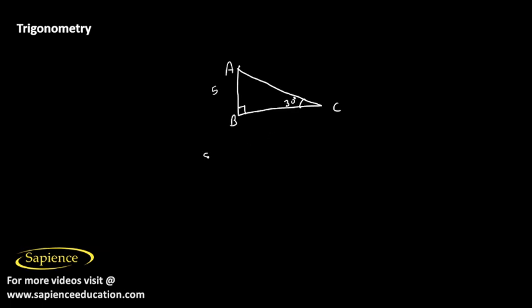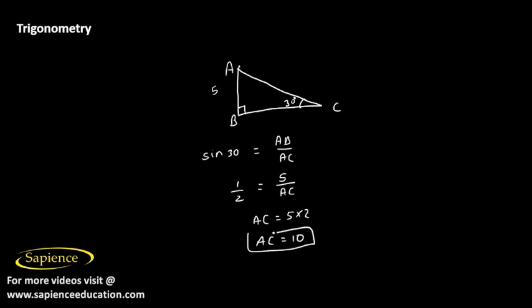So we can say sine of 30 is equal to opposite side by hypotenuse. And we know the value of sine 30 is 1 by 2. And AB value is given to us as 5, and hypotenuse is unknown. So AC will be 5 into 2, AC will be 10. We have this value now.